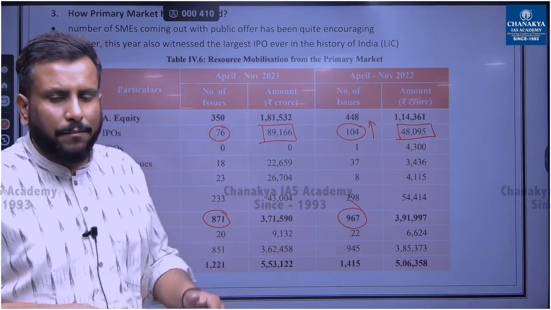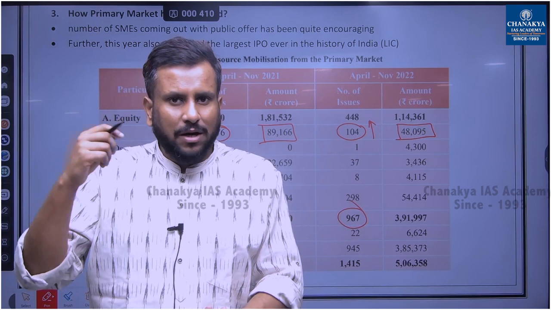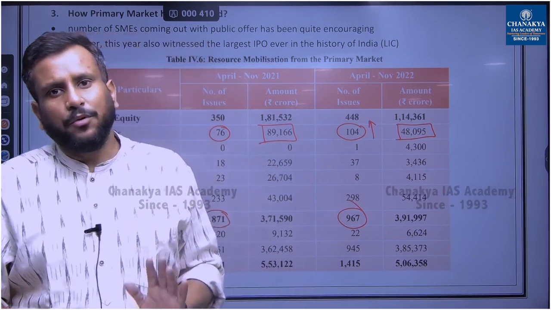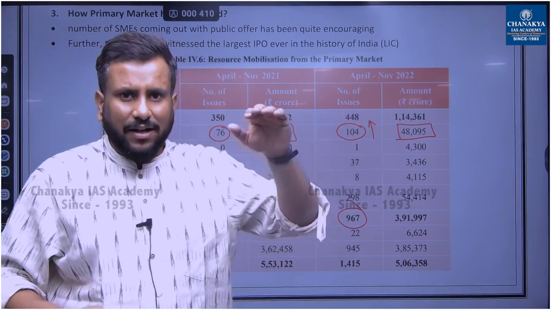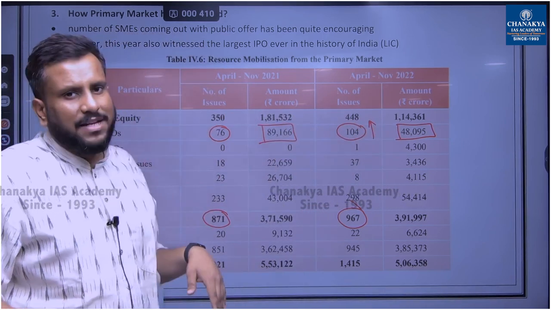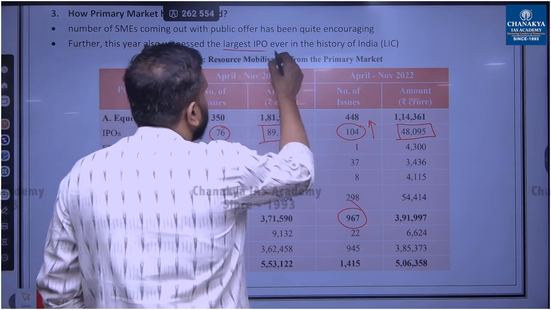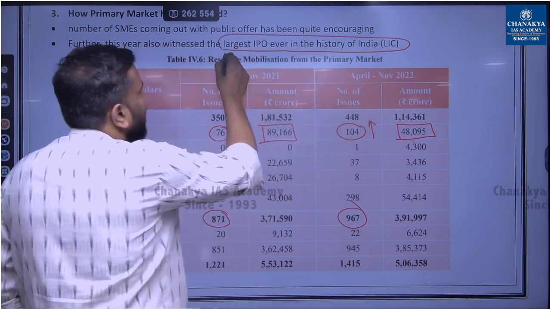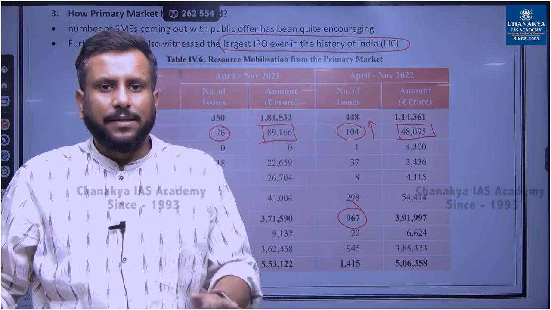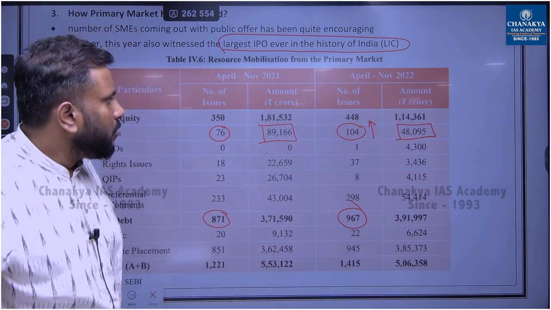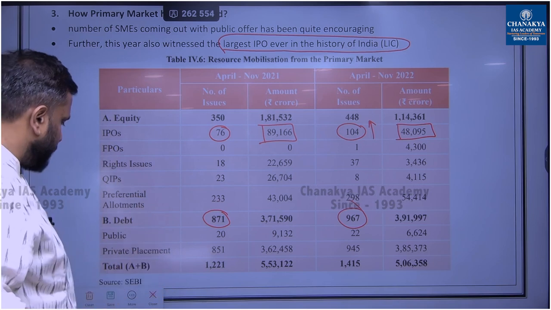because this year the market has been very volatile because of the monetary tightening by the US. So, jaise US monetary tightening karte rahegi, less money will come to India, more money will go to the US. That's why jo amount raised hua hai, wo kaafi kam hai as compared to the amount raised last year. And this year also witnessed the largest IPO ever in the history of India, LIC, Life Insurance Corporation, uska bhi IPO hua, and that was the largest IPO in the history of India. So this is how you should understand IPO, FPO, rights issue, QIPs, preferential allotments, right?